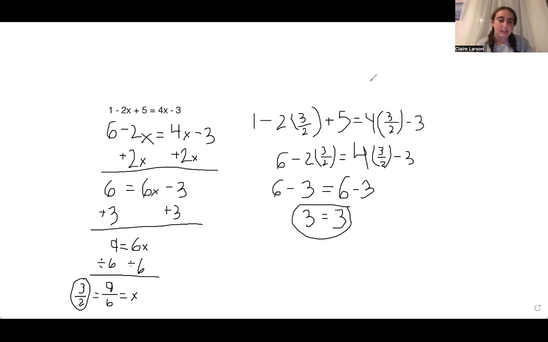So yeah, the ones that come out with fractions, don't think that they're wrong, because they can still definitely be right. You just have to plug it in to see if it's right. And you may need a calculator sometimes.